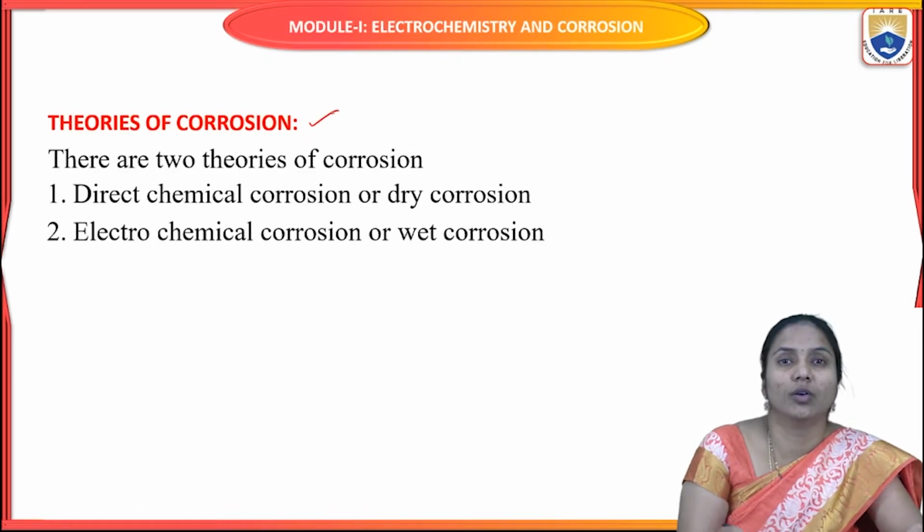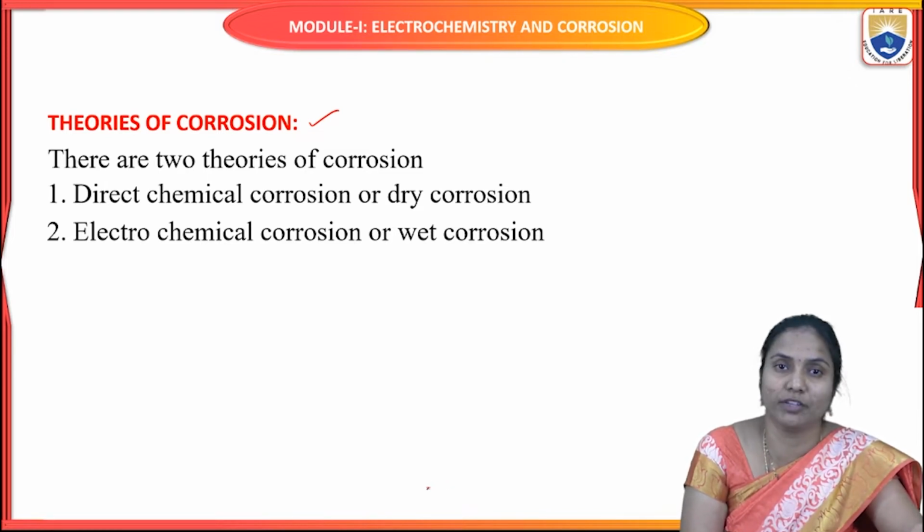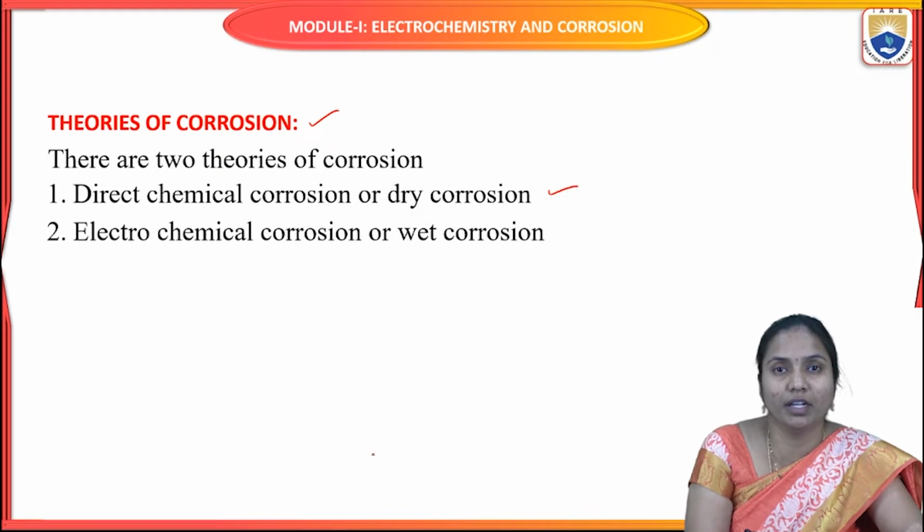So now let's discuss the theories of corrosion. Generally, there are two types of corrosion. One is dry corrosion or direct chemical corrosion. The other is wet corrosion or electrochemical corrosion. So there are two types of corrosion: dry corrosion or direct chemical corrosion, and wet corrosion or electrochemical corrosion.